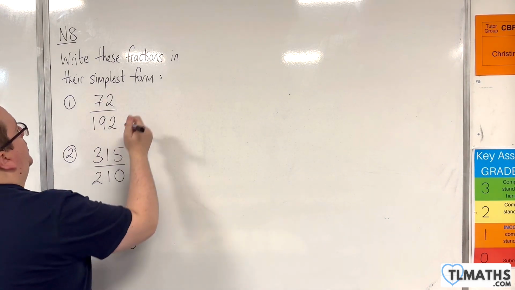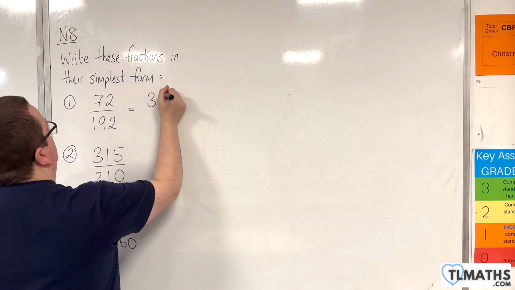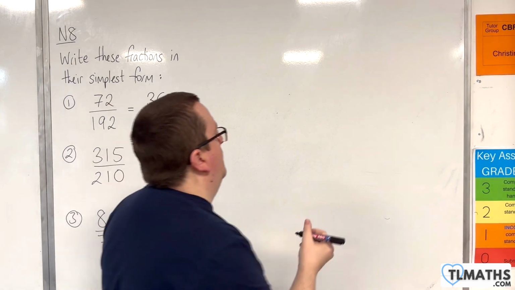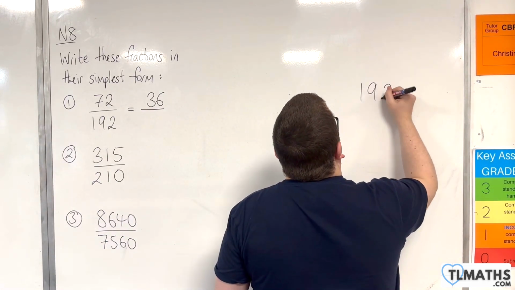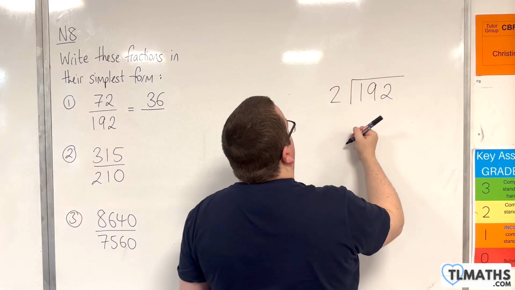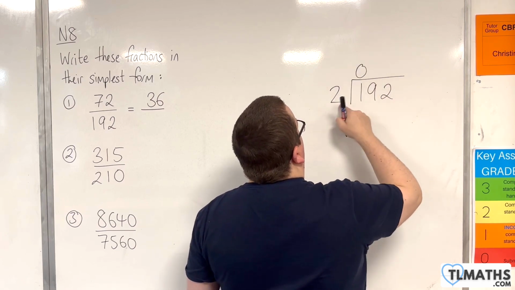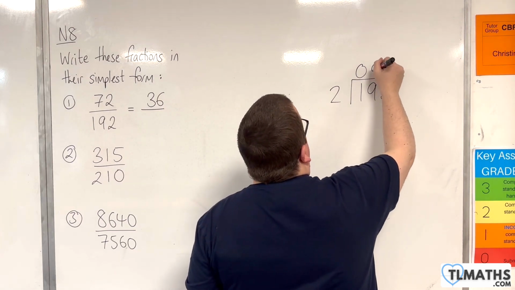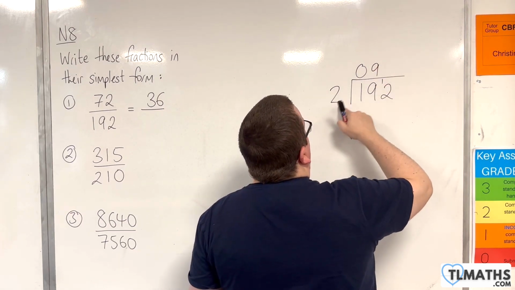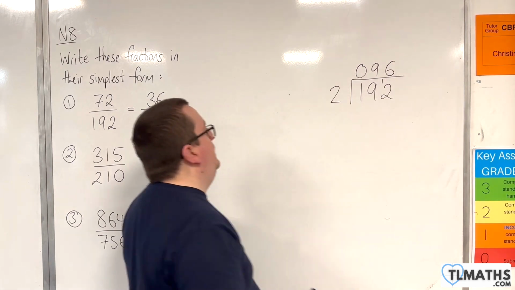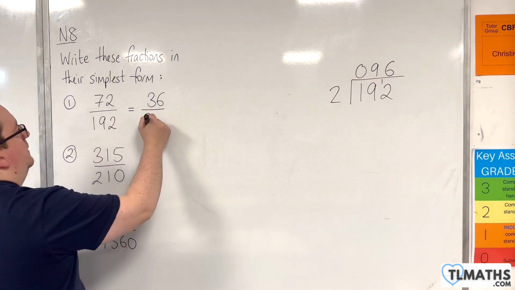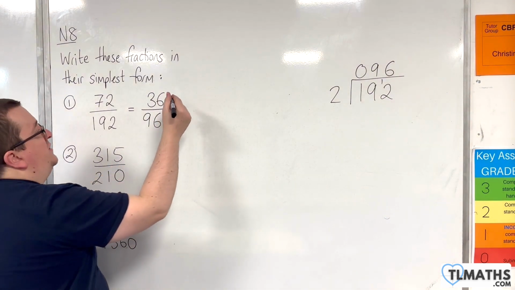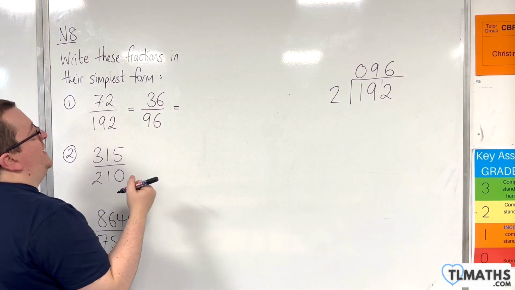So 72 divided by 2 is 36, and 192 divided by 2. Right, quick little bit of short division here. 2's into 1 can't go, 2's into 19 will go 9, 2 9's are 18 with 1 left over, 2's into 12 goes 6, so 96. Okay. Now both 36 and 96 are even, so we can divide through by 2 again.